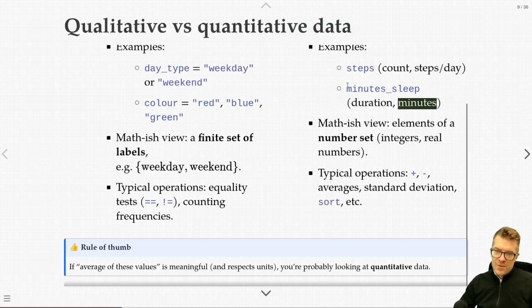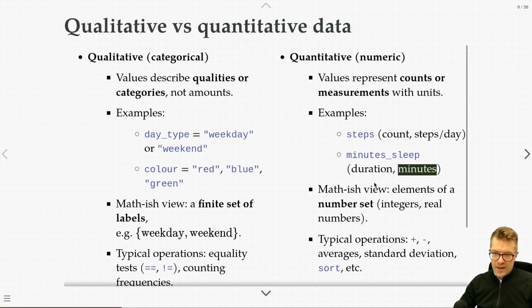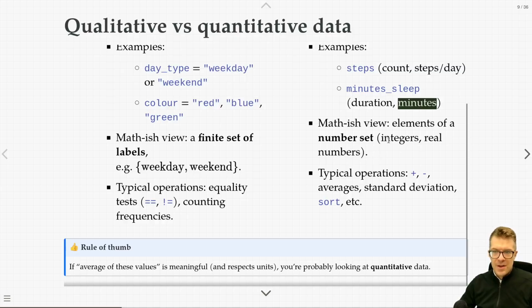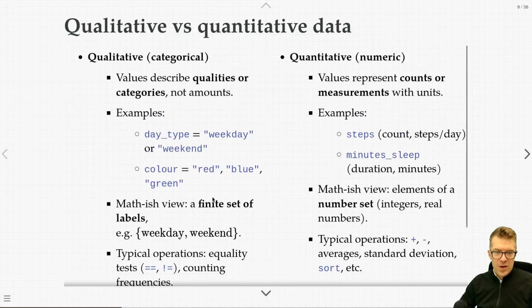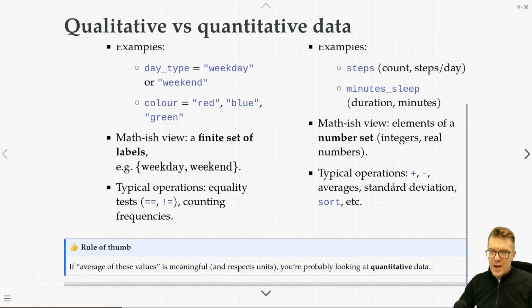So the math-ish view of quantitative or numeric data would be elements of a number set, integers, real numbers, and so on. And here, with quantitative data, we have the same operations as qualitative, so we can still check if two numbers are equal or not equal to each other. But we can also do arithmetic operations, like we can add counts together. We can subtract counts from each other. We can take averages. We can take standard deviations. We can sort them, and so on.